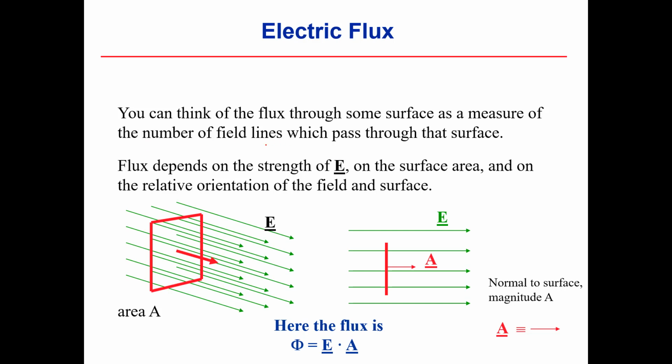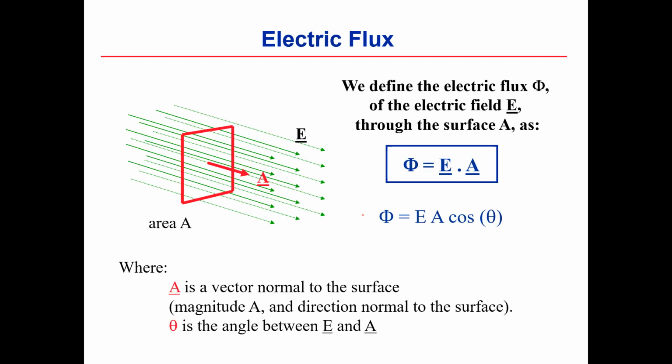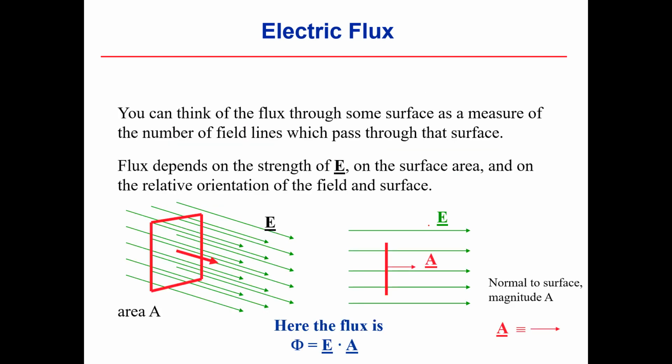So the flux through some surface is a measure of the number of field lines passing through that surface. As you can see from this equation, flux is dependent on the electric field strength. The greater the electric field strength, the greater is the flux. And then we have the area, so it is dependent on the surface area and also on the relative orientation of the field and the surface. So it is also dependent on theta.